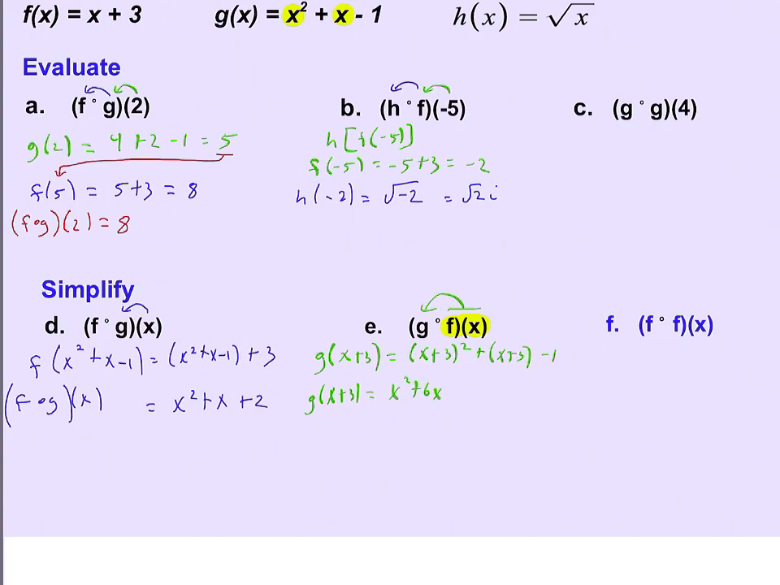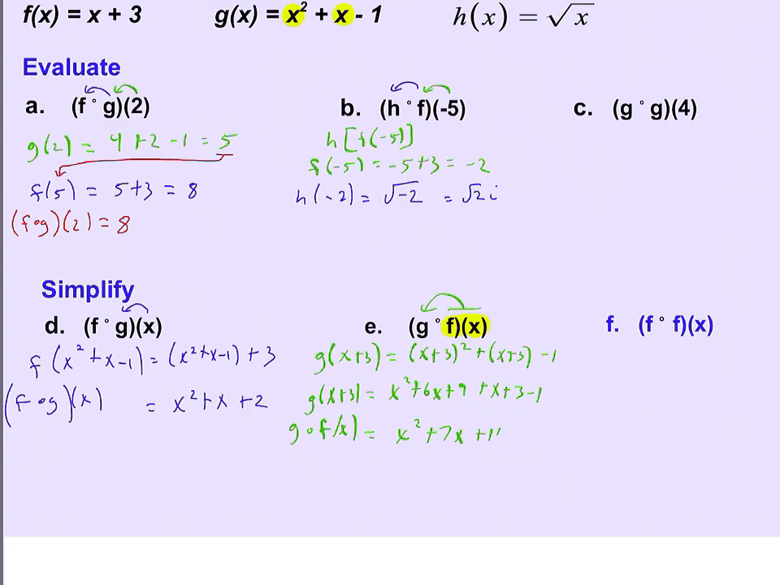So this does require foiling. x squared plus 6x plus 9. Nothing to distribute here. But then I do need to combine like terms. 6x and x can combine. And 9 and 3 minus 1 is 11. So that is g of f of x. And notice how g of f of x and f of g of x are very different. They're both quadratics, but they're different quadratics.